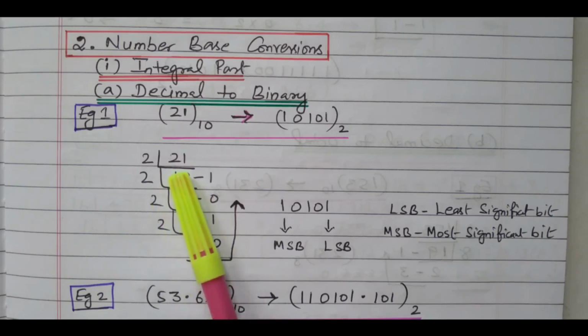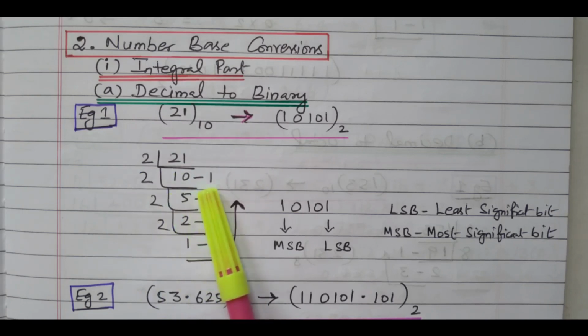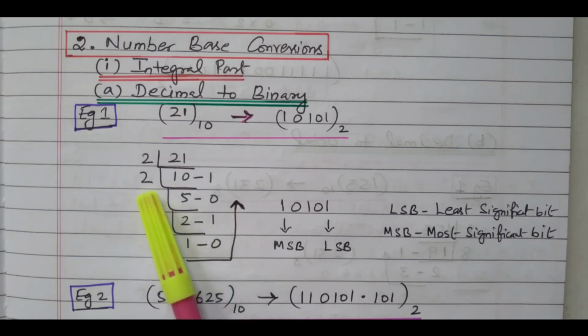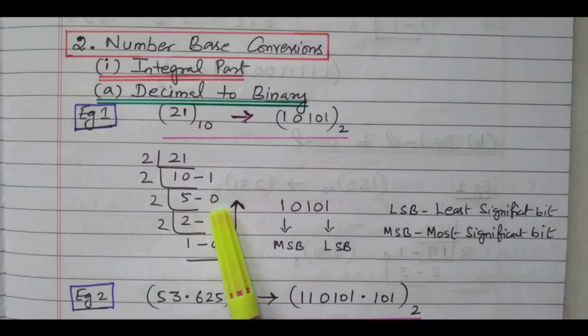So 21 is divided by 2. It goes 10 times, the balance is 1. Again divide by 2, it goes 5 times, the balance is 1. Again divide by 2, it goes 2 times. 5 is going 2 times, the balance is 1. Again divide by 2, it goes 1 time, the balance is 0.